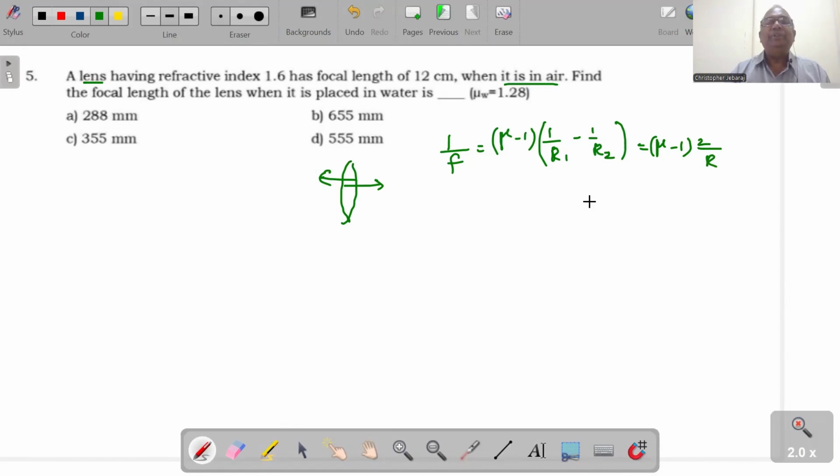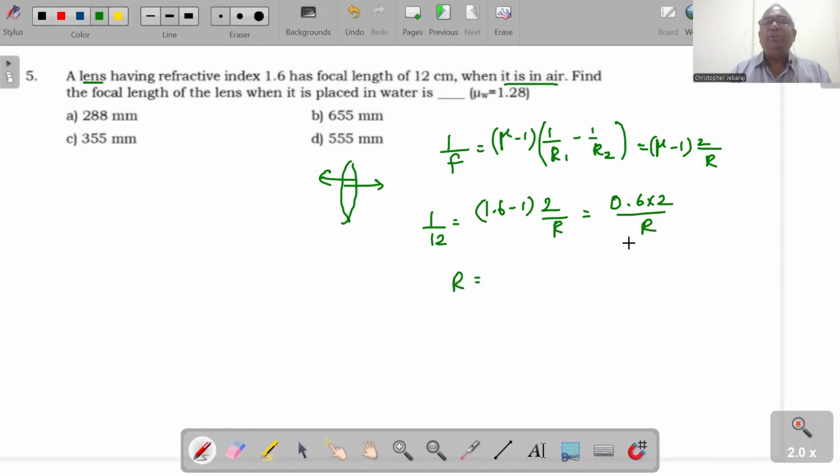We'll substitute the values. The focal length of the lens is 12 centimeter, as given. So 1 by 12 equals mu minus 1, which is 1.6 minus 1, into 2 by R, which is equal to 0.6 into 2 by R.